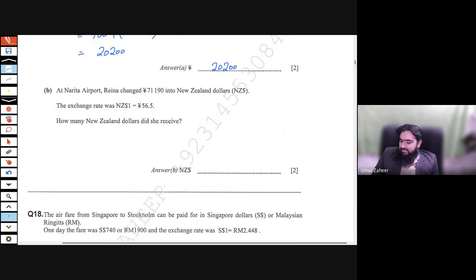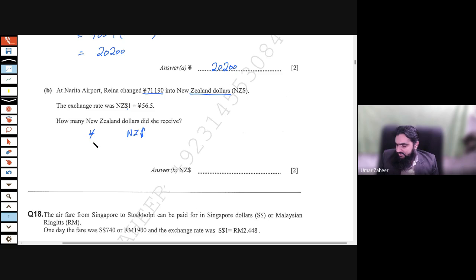All right, in the next part, it says that at Narita Airport, Raina changed 71,190 yen into New Zealand dollars. The exchange rate was 1 New Zealand dollar equal to 56.5 yen. How many New Zealand dollars did she receive? So we are moving from yen to New Zealand dollars.